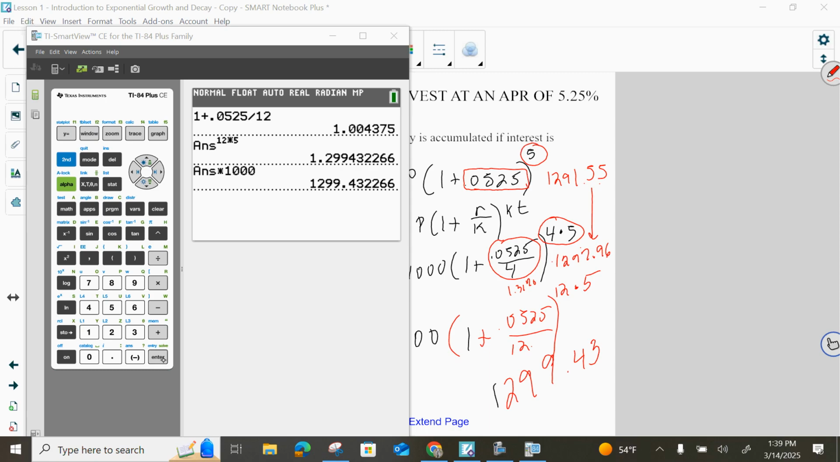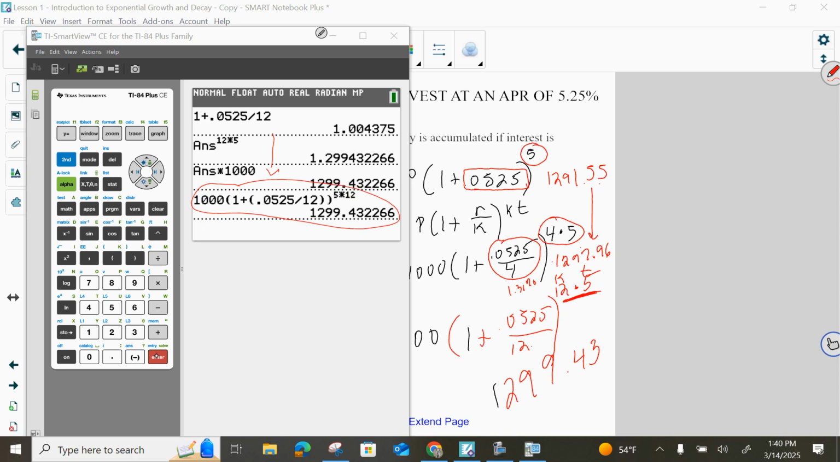You can do it all together, but you just need to make sure you have parentheses. So you need to go 1 plus 0.0525 divided by 12, close the parentheses, raise it to the 5 times 12. Right here, K times T. You can do it all in one. I don't like to do it in one. This is all in one. Same answer. I hate putting parentheses in. That's why I don't do it all in one.